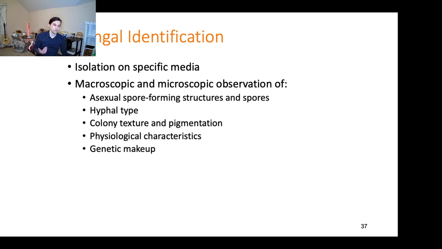And then you'll look at how that organism's body is put together. Are they filamentous hyphae, or are they yeast form? Are they septate or non-septate? Do they have this type of spore or that type of spore? What do they look like? What color are they? And that's how you're going to identify a fungus.